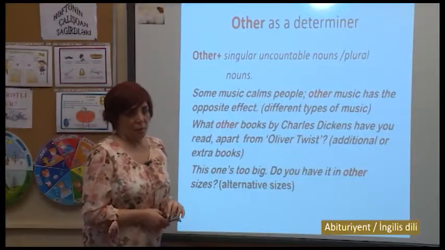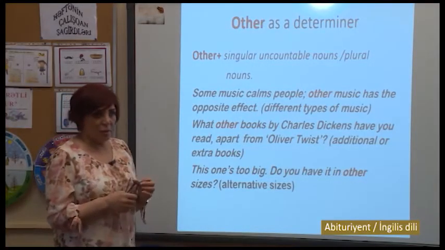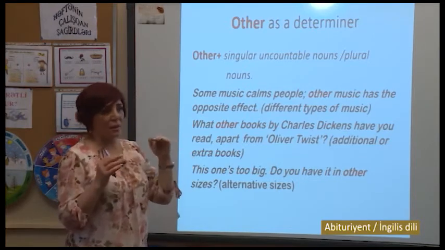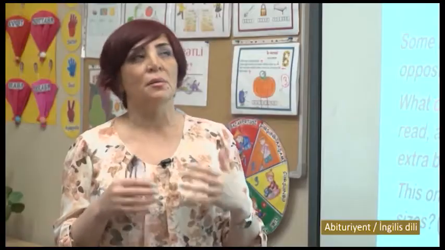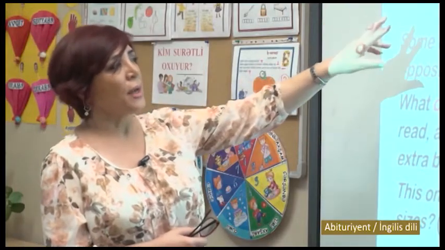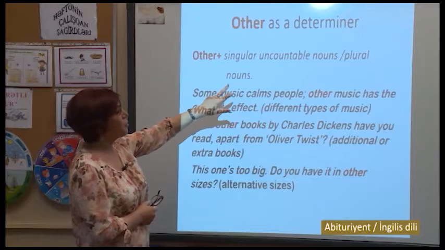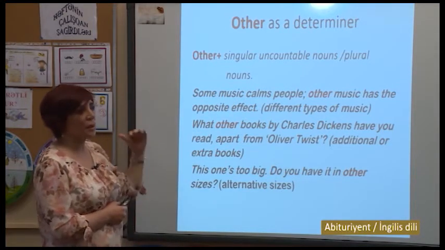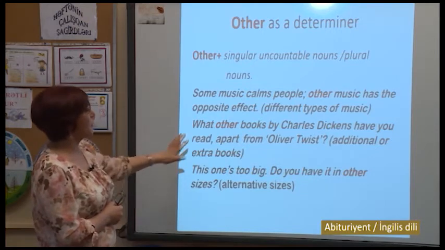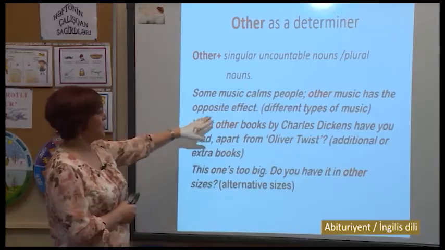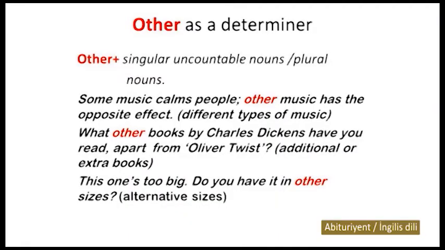Other can be used as a determiner, and other can be used as a subject and as an object. It means that it is used as a pronoun. Other as a determiner requires singular uncountable nouns or plural nouns. It means singular uncountable, and countable plural nouns. For example, some music calms people. Other music has the opposite effect. Here, the meaning of other is different types of music.